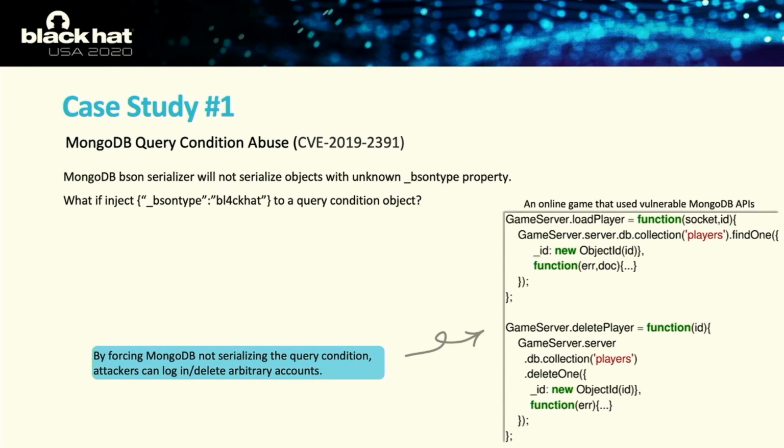So as an attacker, by injecting an unknown BSON type, such as Black Hat, into the user input, the attacker can force MongoDB not to serialize the query condition. So MongoDB will always return the first user in the MongoDB database. With this ability, the attacker can log in as or delete arbitrary users in the database.